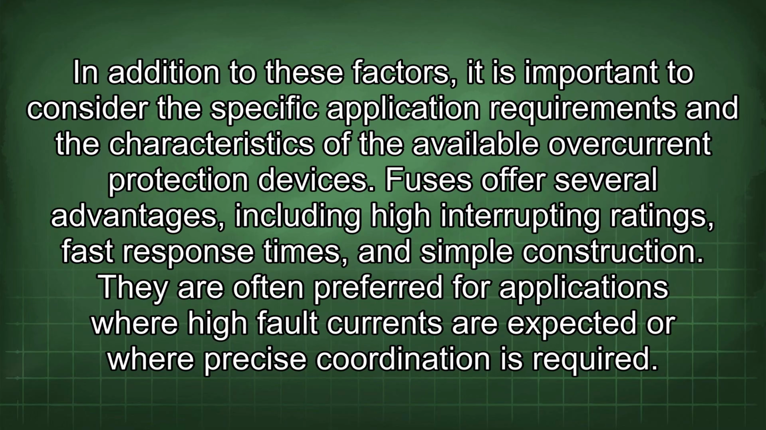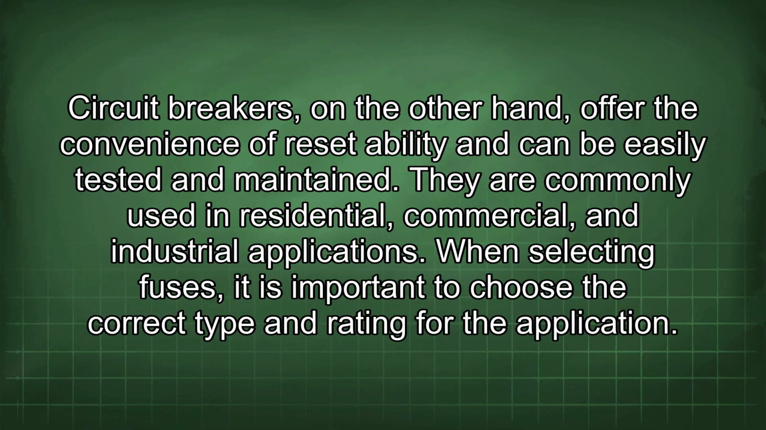overcurrent protection devices. Fuses offer several advantages, including high interrupting ratings, fast response times, and simple construction. They are often preferred for applications where high fault currents are expected or where precise coordination is required. Circuit breakers, on the other hand, offer the convenience of resettability and can be easily tested and maintained. They are commonly used in residential, commercial, and industrial applications. When selecting fuses, it is important to choose the correct type and rating for the application.